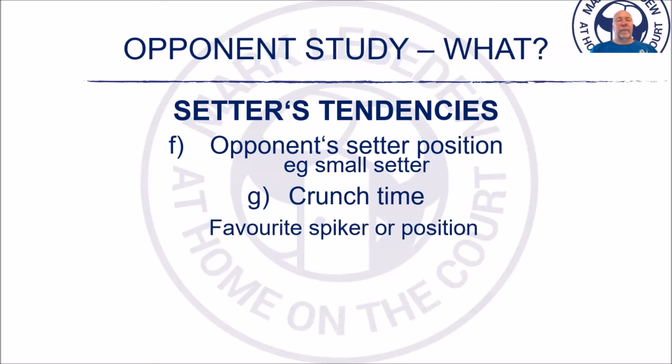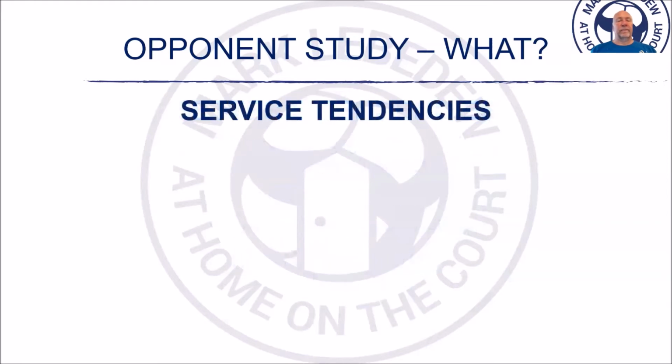In the crunch time, there can be a favorite spiker or a favorite position. So we can look at both of those things, given the restrictions we just talked about. Another one is how setters react in a service series. What happens if they don't side out, or if it's the first serve in a series, if they don't side out once, if they don't side out twice. We can see some predictable tendencies in those situations.